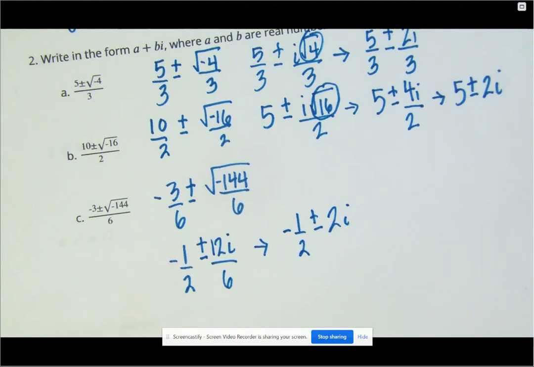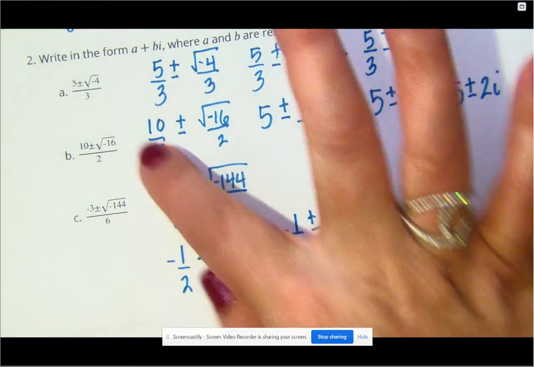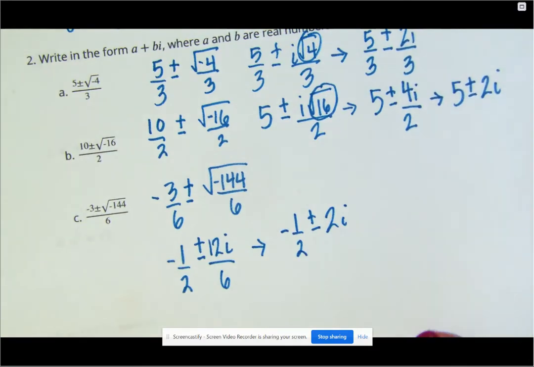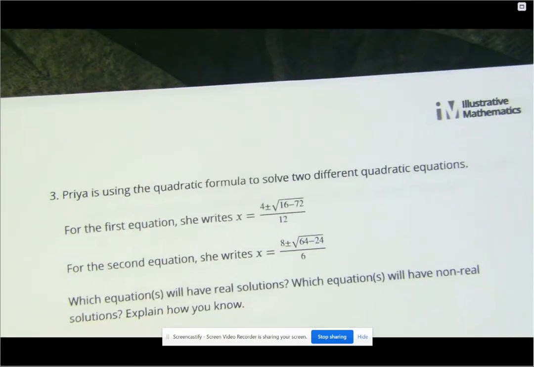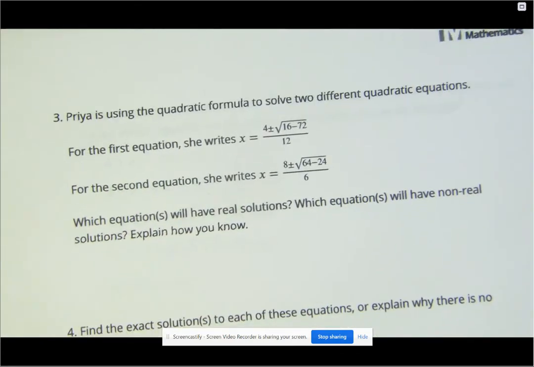So we're just practicing cleaning up our expressions. We might get something like this at the end of the quadratic formula. All right, moving on. Number 3. Priya is using the quadratic formula to solve 2 different quadratic equations.